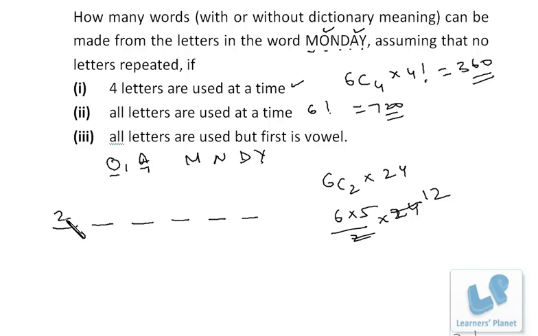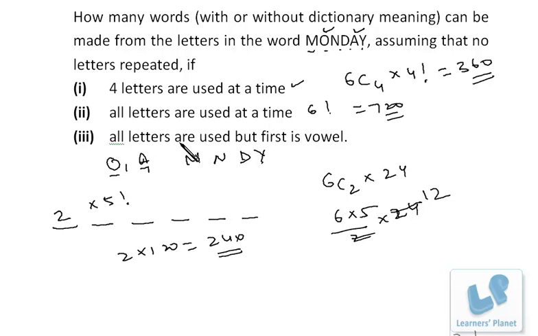Now the first place is filled up. Now we are left with 5 letters and 5 places, right? So for 5 letters and 5 places, the number of arrangements will be 5 factorial. So it is 2 into 5 factorial. We can say 2 into 120, that is 240 ways will be there, right?